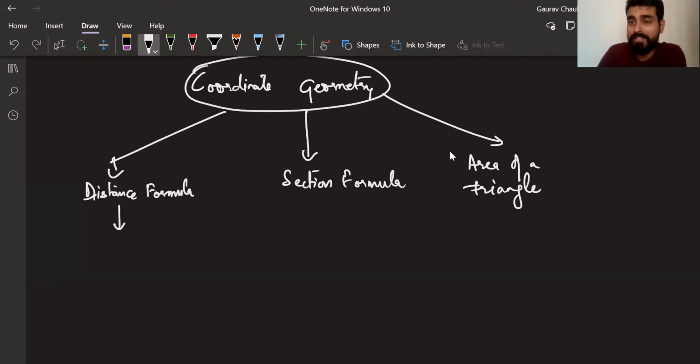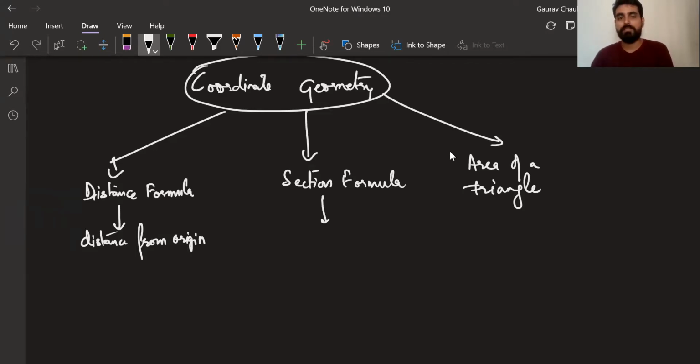Now, the distance formula has one subtopic inside it. That is distance, not subtopic, sub formula. It is distance from origin, okay? Distance of a point from origin. We are just making this map in a short way. So distance from origin. Section formula also has a subtopic, sub formula type thing. It's called midpoint of a line segment. Okay, midpoint of a line segment.